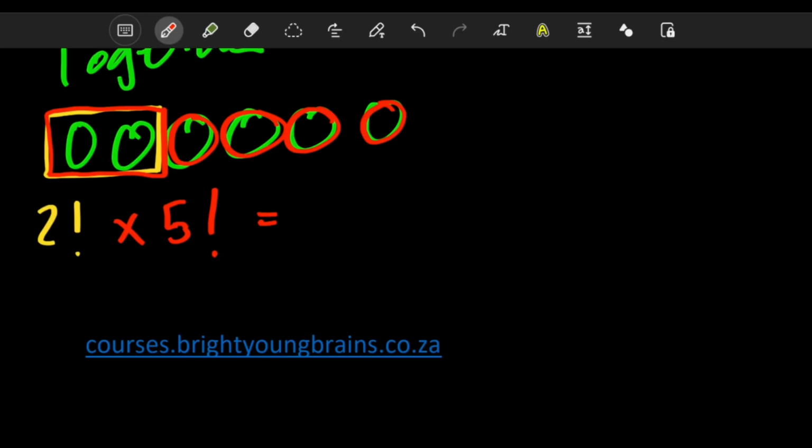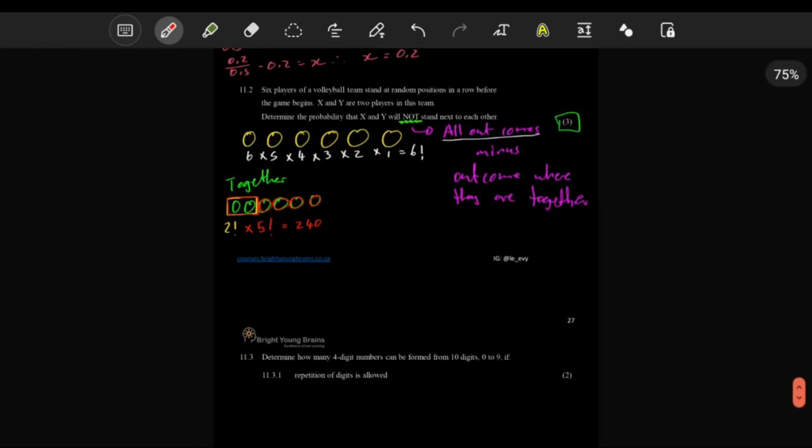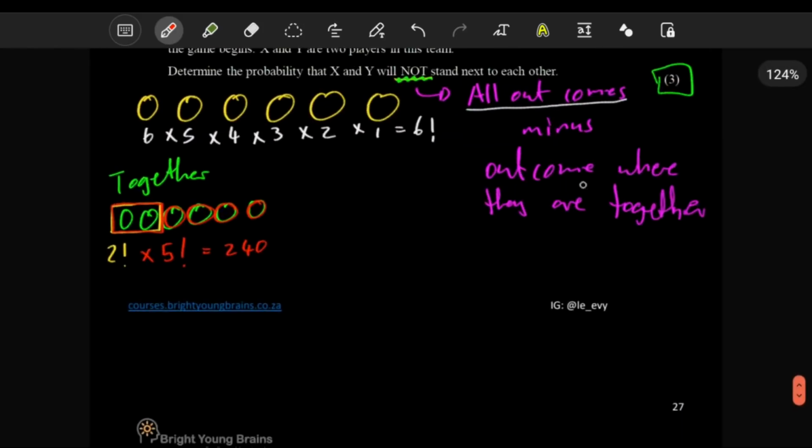You see, 5 factorial. So obviously, where is the factorial button? Like there, bottom left from the on button. So this is just 240. You see, there we go. Okay, fantastic. So you see here, the outcomes where they are together, we can clearly see this is just 240.